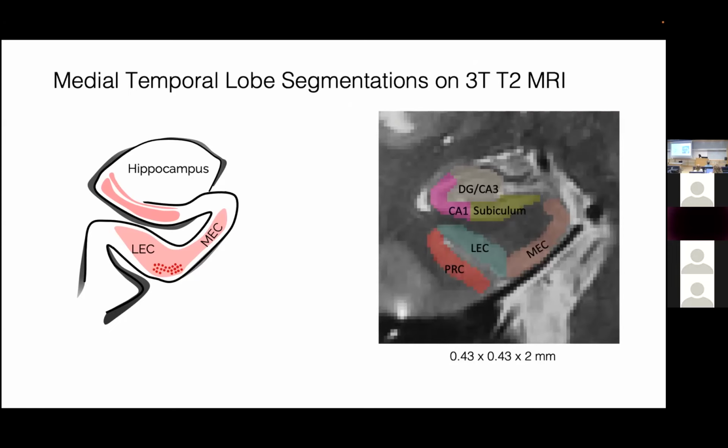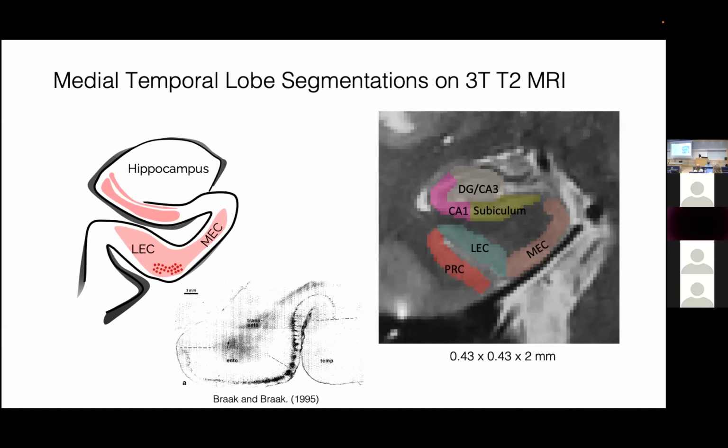Then if we move on to our 3T T2 segmentations, what we did was segment the head, body, and tail for all of our participants. In the body, we then segmented the hippocampus into the different subregions: DG, CA3, CA1, and subiculum. In terms of lateral and medial entorhinal cortex, we took inspiration from the original Braak and Braak work. I don't know if you can see because it's a little bit blurry, but here you can see that this is entorhinal cortex, which we then translated into medial entorhinal cortex. And then the transentorhinal cortex, we translated into lateral entorhinal cortex.